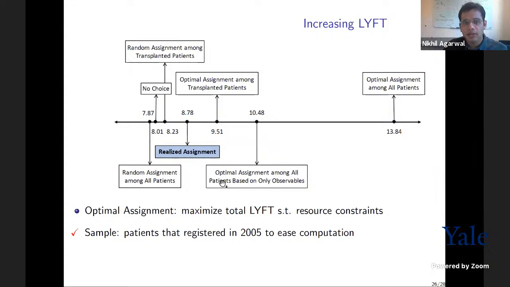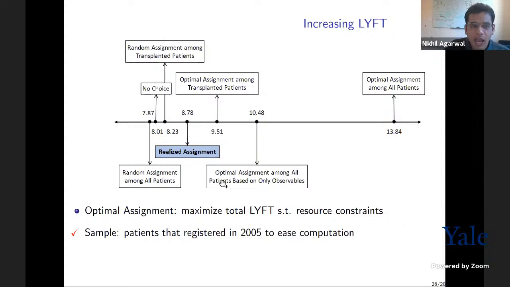So let's put this together to think about the realized assignment and alternatives. The realized assignment in 2005, as we focused on 2005 for this calculation, yields 8.78 years of life. If you did a random assignment, you'd get only about 7.87 years. So the realized assignment is doing better than random.